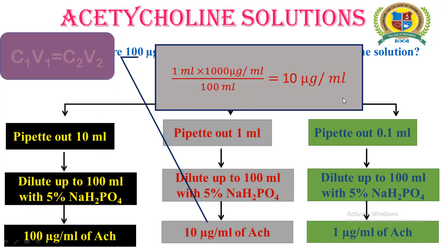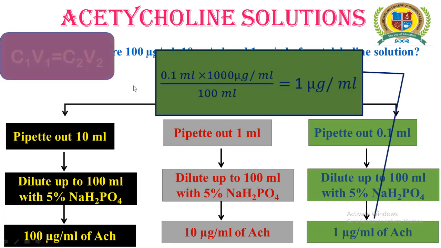In the second case, we have taken 1 ml of the 1000 microgram per ml and diluted up to 100 ml. So definitely we get a concentration of the resultant solution of 10 microgram per ml. And in the third case, we take the initial volume as 0.1 and the initial concentration as 1000 microgram per ml, diluted into 100 ml. Upon performing the calculation, you will come to know that the concentration of the resultant solution is 1 microgram per ml. Okay, let us have much more practice about this, so that you will get enough idea how exactly to prepare the acetylcholine solution of the desired concentration.